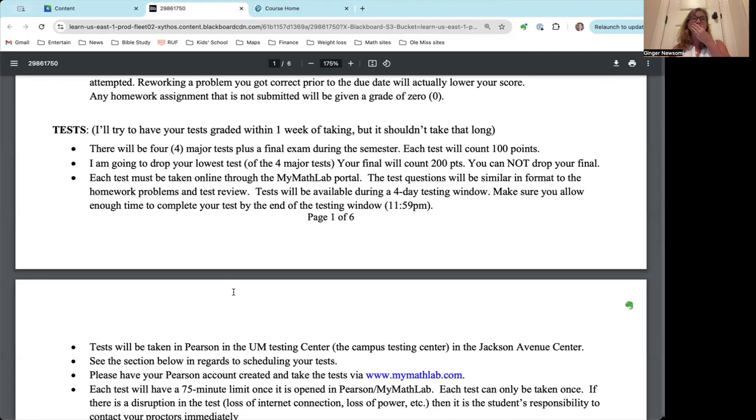Oh yeah, if you have a university function where you have to be gone during testing, just let me know. We can give it to you before you leave. But once testing has happened, we don't give it later. Okay, and you'll have 1 drop.